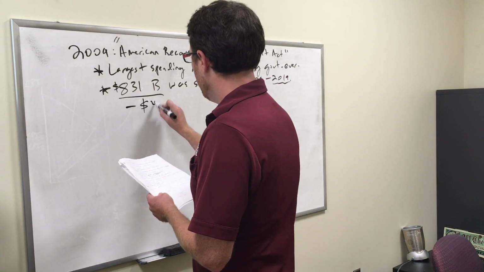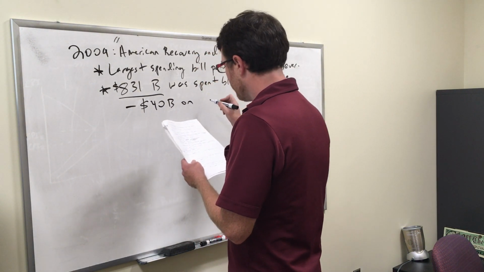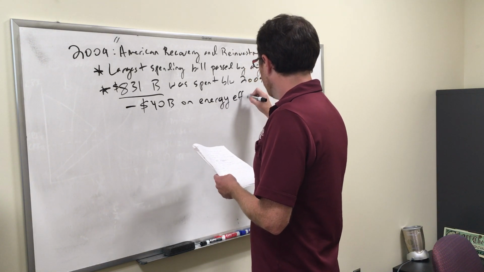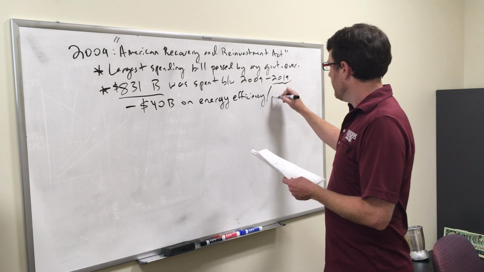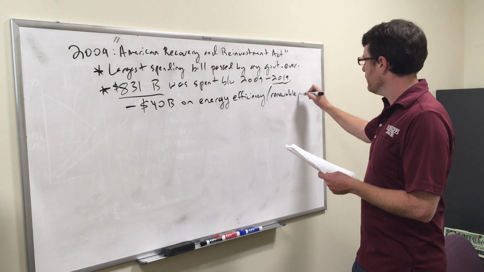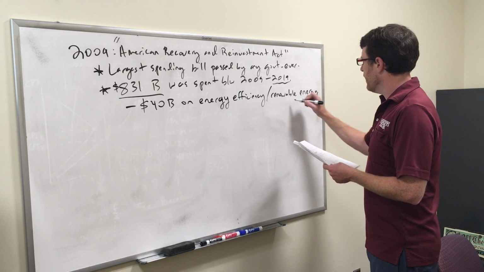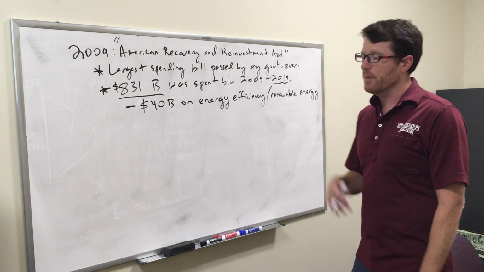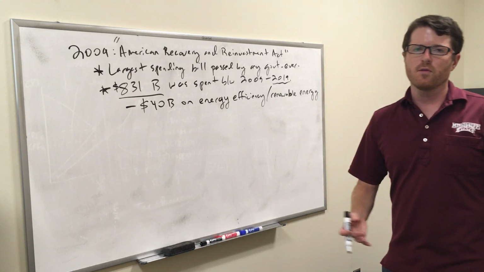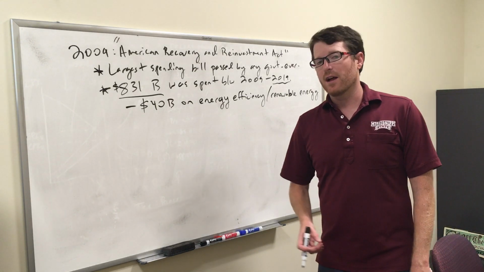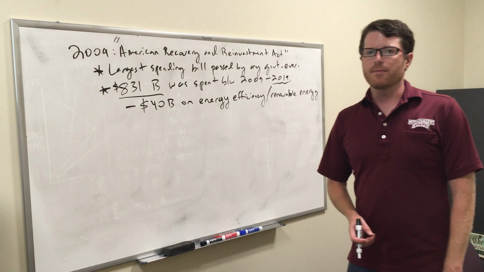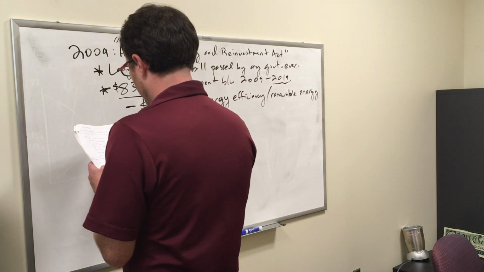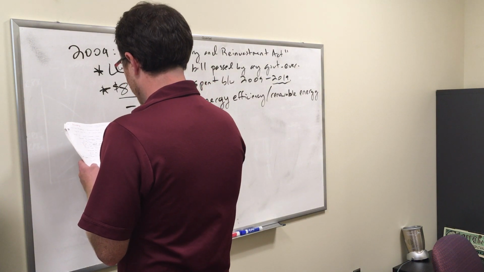For example, $40 billion on energy efficiency and renewable energy measures. So this is on things like researching renewable energy, implementing renewable energies, and so forth. So $40 billion, that's a lot, right? That's a lot of money. And that's just one of many, many projects that money was spent on. Again, just giving you examples here.